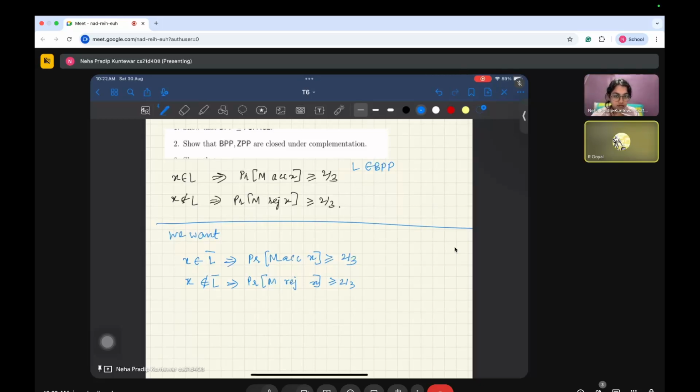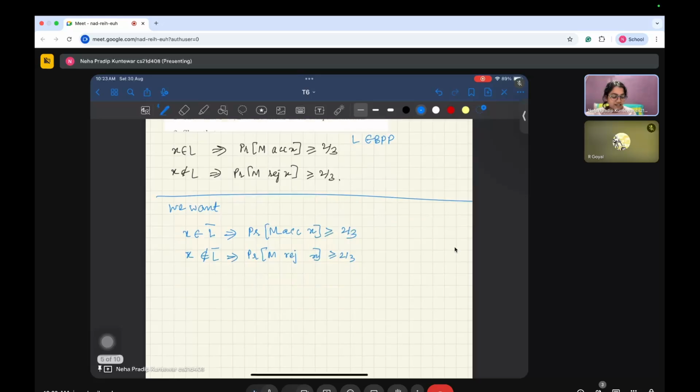For the original BPP, if x is an element of the complement of L, it would mean that x is not an element of L. If x is not an element of L, then the probability of rejecting the string x should be greater than 2/3. So if the probability of rejecting is greater than 2/3, then in the complement we can construct a machine that would accept this string with probability 2/3. We can do some swapping: whenever one machine accepts with probability greater than 2/3, the other would reject with the same probability. Yeah, exactly, that's the one.